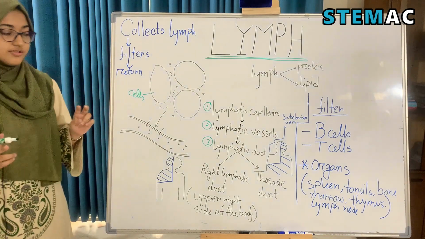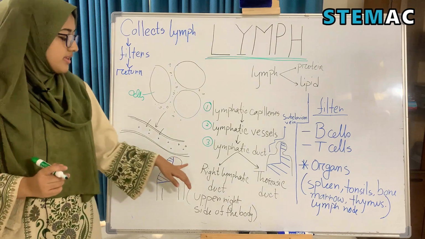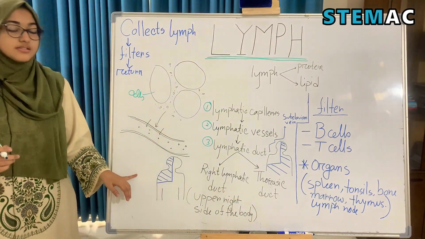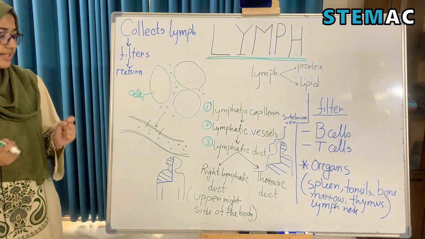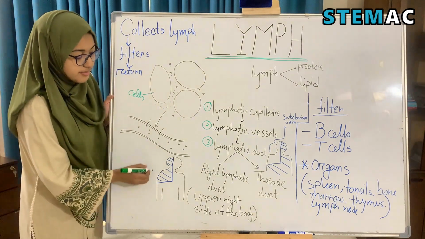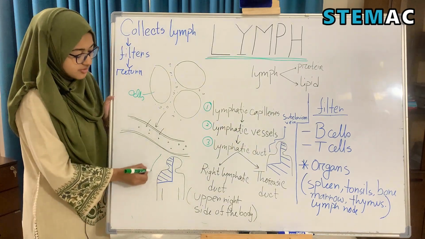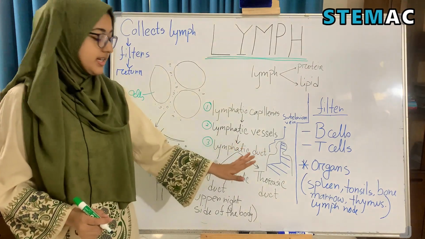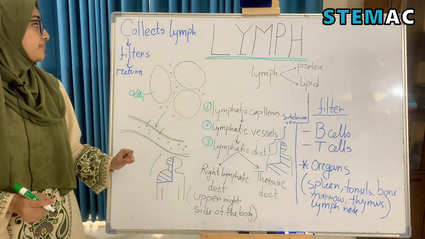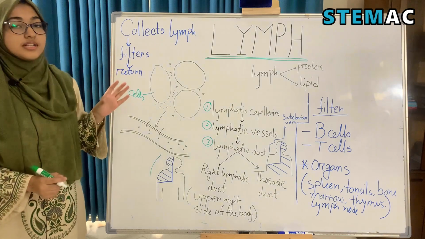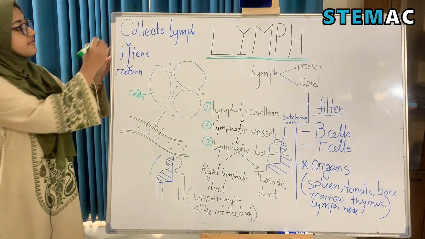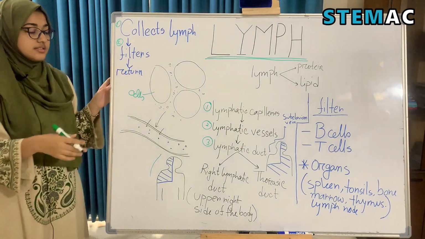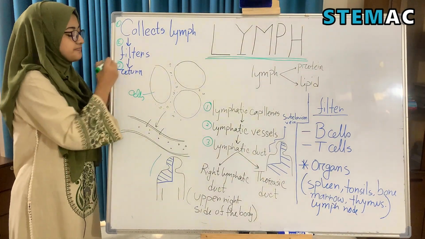There are two types of lymphatic duct: the right lymphatic duct and the thoracic duct. The right lymphatic duct collects lymph from the upper right side of the body. We can see here what we have drawn. And then the thoracic duct takes the lymph from everywhere else other than this part of the body. What happens in this flow is they first collect the lymph, then they filter the lymph, then they return it into the circulatory system.